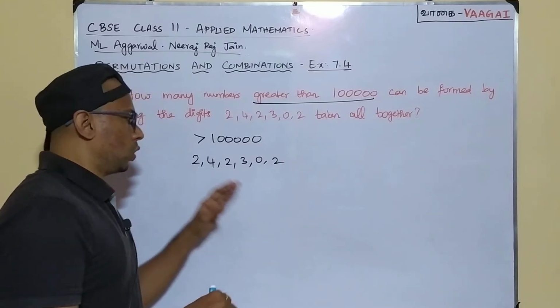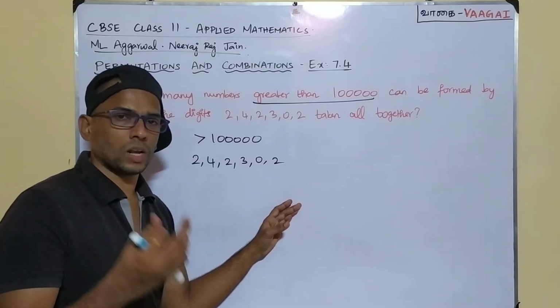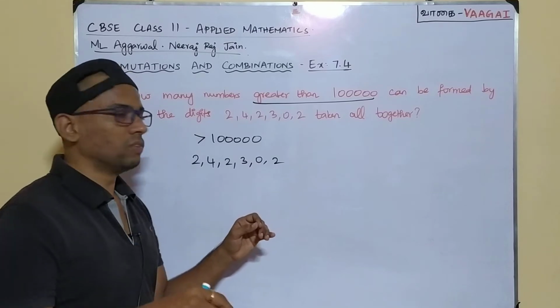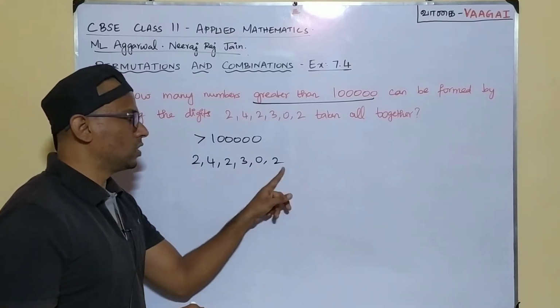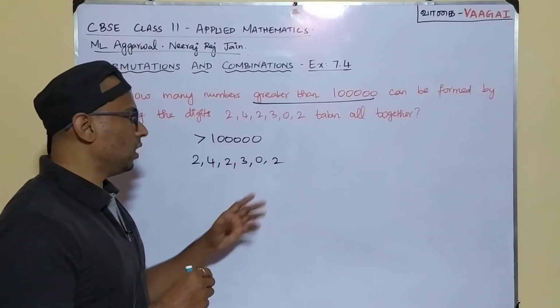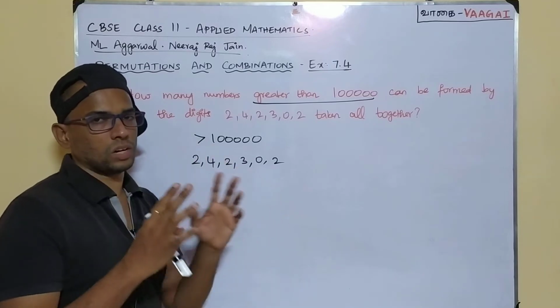So that means totally there are 6 digits, but if you see the distinct number of digits, there are only 4 digits available: 0, 2, 3, 4. And among them, the digit 2 is appearing thrice, 3 times. That means there are three 2s here. This is going to be the question's content. So I hope now you are clear with the question.